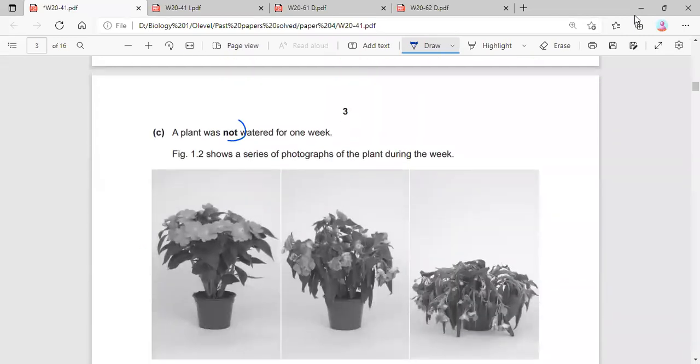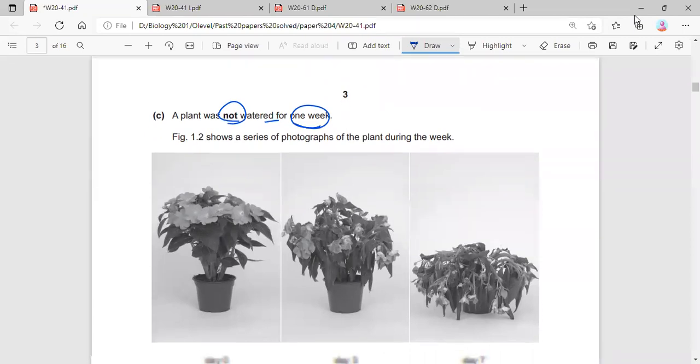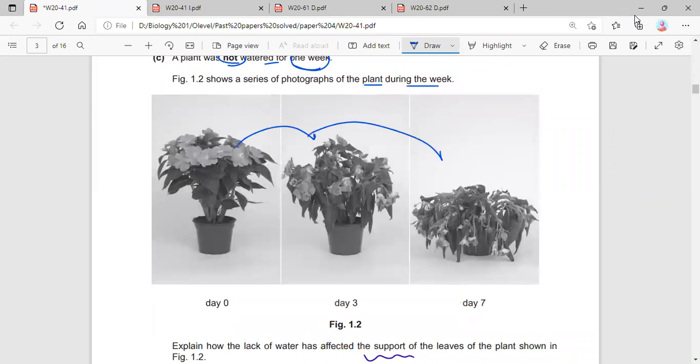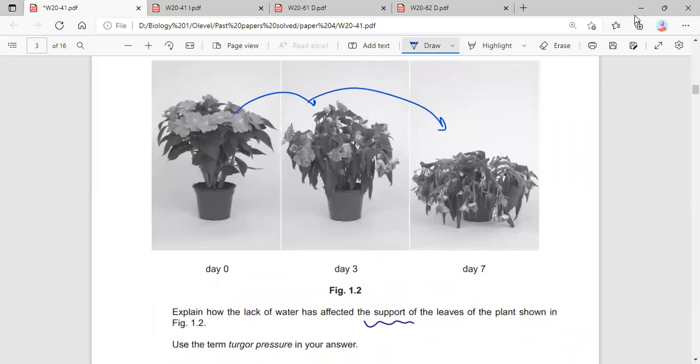A plant was not watered for 1 week. It shows the series of photographs of the plant during the week. No water for 1 week. Explain how the lack of water has affected the support of the leaves in the figure. Use the term turgor pressure. In this question, he told you how the lack of water affected the support. We know that one of the functions of osmosis is to fill the plant cells with water so that they are turgid and they can lift the plant. The plant can stand upright and lift the leaves upwards.